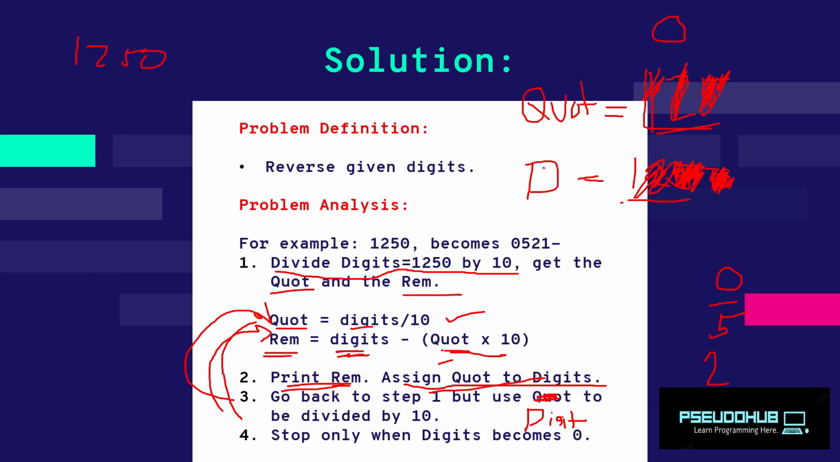And then, assign quotient to digit. So, ang value ni quotient nga 0, atong ihatag kay digit. So, mahimo nang 0 ang digit. And then, pagbalik sa number 4, stop only when digits become 0. So, when digits become 0, stop na ta. So, currently 0 na. So, stop na ta. So, the answer is 0, 5, 2, 1. Nakuha na nato, na-reverse na nato ang given digits.